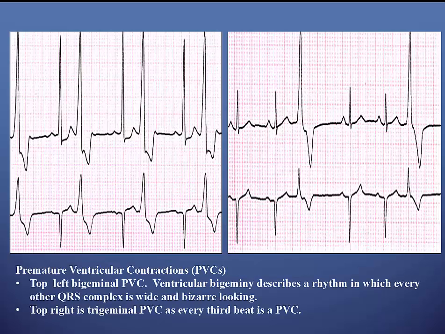The top left is bigeminal premature ventricular contractions. A ventricular bigeminy describes a rhythm in which every other QRS complex is wide and bizarre looking. The top right is a trigeminal premature ventricular contraction because every third beat is a premature ventricular contraction.